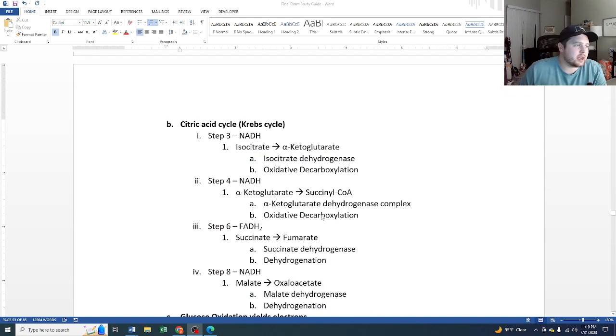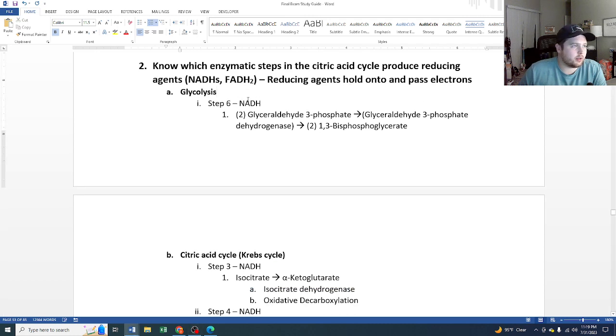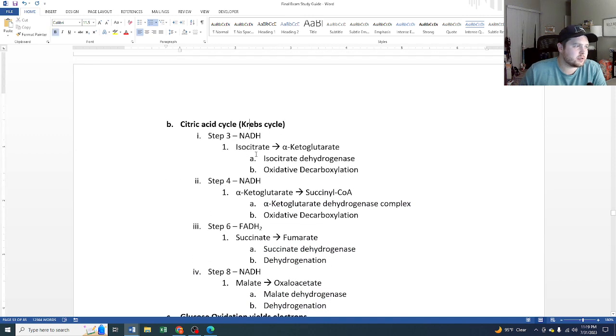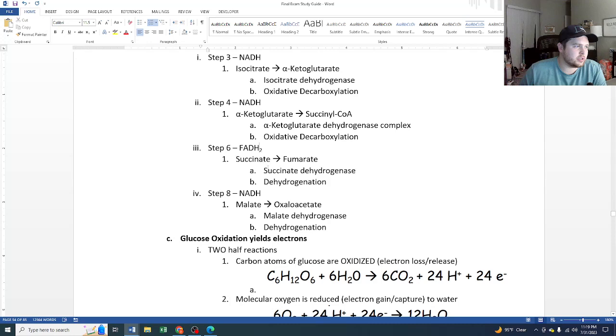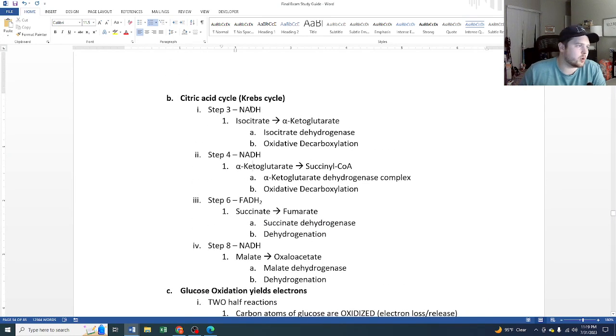The enzymatic steps in the citric acid cycle produce reducing agents, and those reducing agents hold onto and pass electrons. This is just a repeat, showing which steps give us the NADH and the FADH2. Remember, isocitrate and alpha ketoglutarate are the most important. Then just remember that F goes with F, so succinate to fumarate is your FADH2.